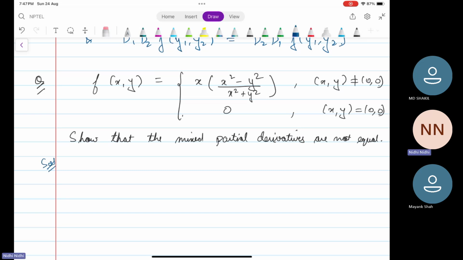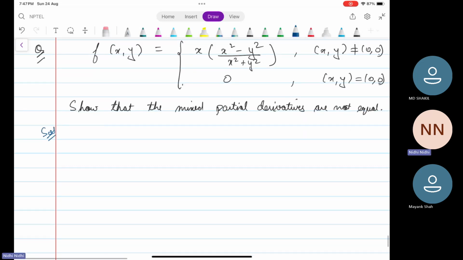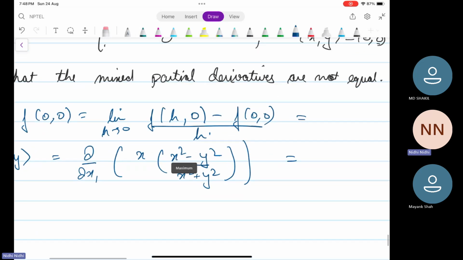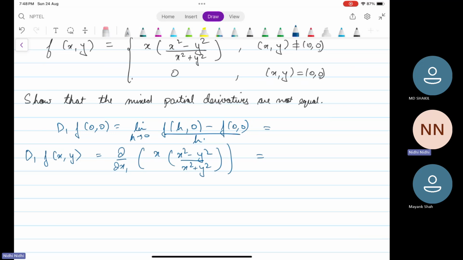Now try to evaluate, firstly, d1 f at 0, 0. At the point 0, 0, you need to use the definition: limit h tending to 0 of [f(h, 0) − f(0, 0)] by h. And for non-zero points, you can just take the partial derivative of the expression with x square minus y square over x square plus y square. Now find these two and let me know what you're getting.